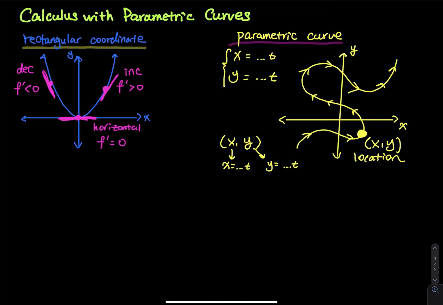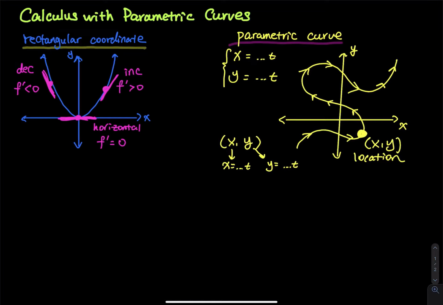So other than just x comma y, the location, we have to dive one step deeper. There is something behind the x, there is something behind the y. I can use t to explain x, and I can use t to explain y. All right.